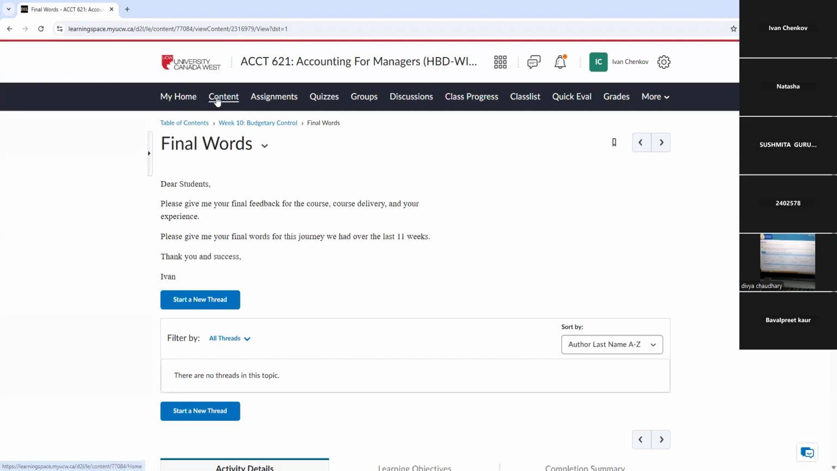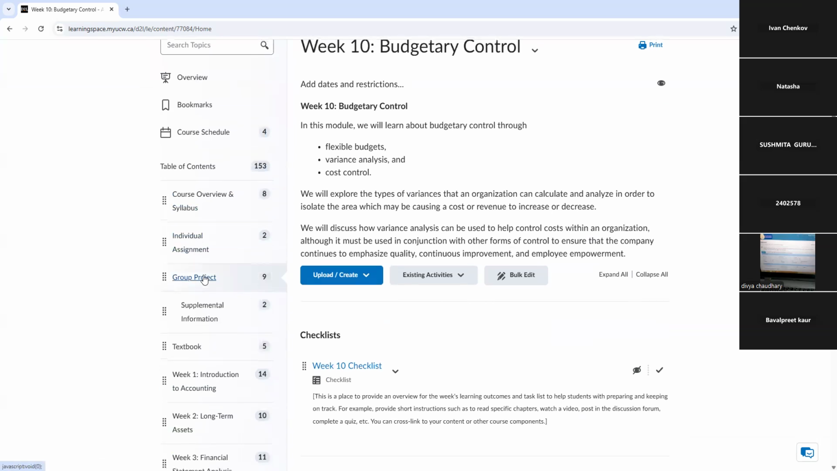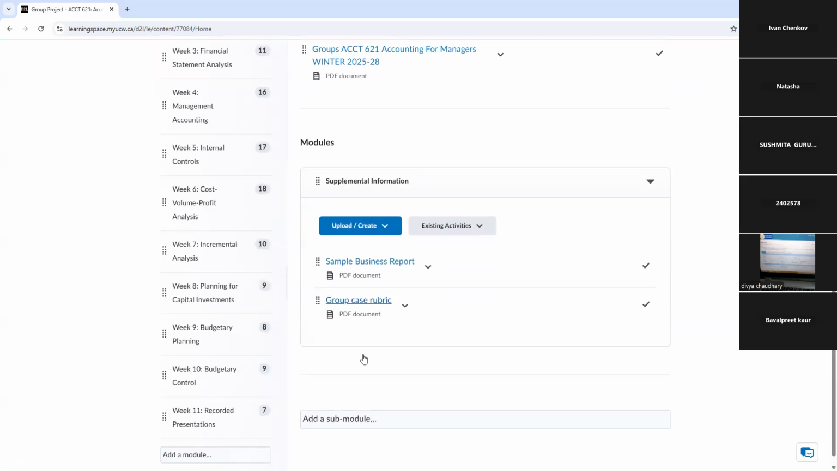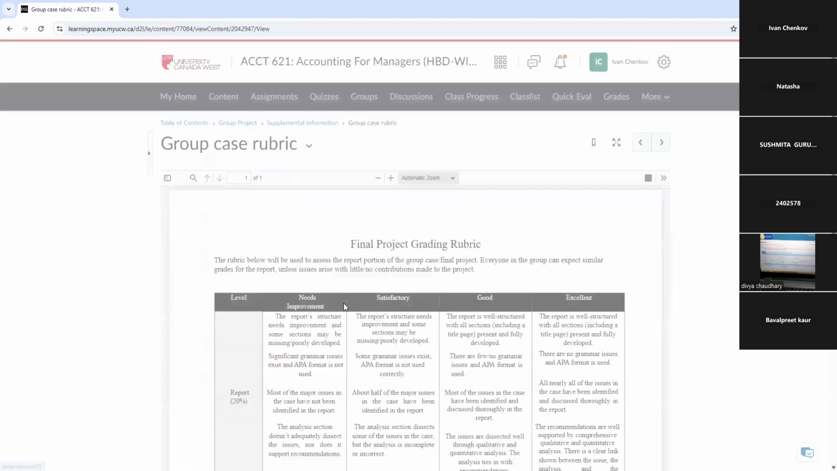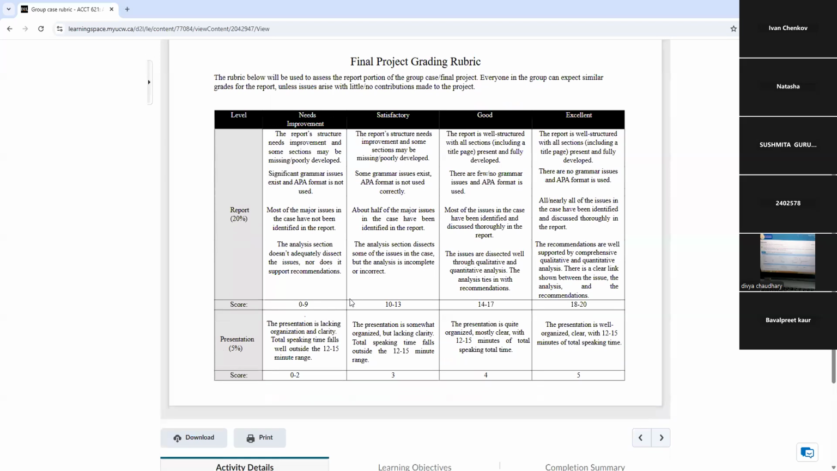So now the last thing left is the report. Now on the report, let's go to the group rubric case report. This is where your 25% is going to come from. 20% is going to come strictly from the report, 5% is going to come from the presentation. Let's chase the 5% first.